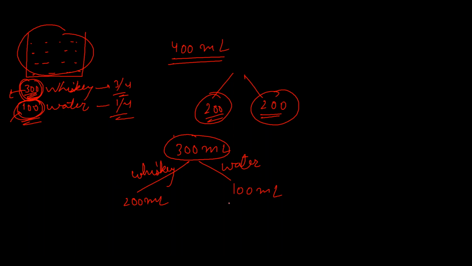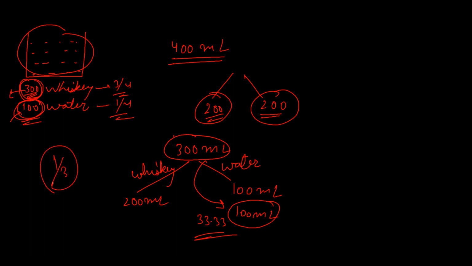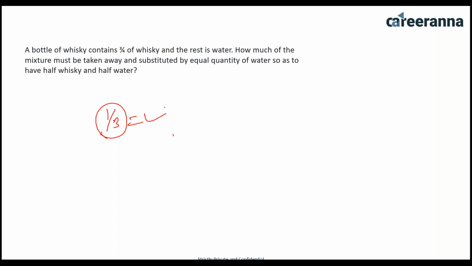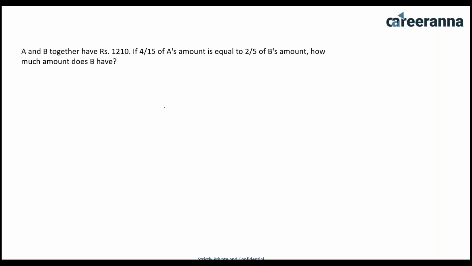Now I have to add water. So 100 ml water to be added. And 100 ml is what percentage of this number? It is 33.33. That is 1 by 3. Answer for this question is 1 by 3 because I removed 100 ml, that is 1 by 3. Now I added 1 by 3 of this. Is it clear to all? So answer for this question is 1 by 3. Next question. Guys, please solve it for me.